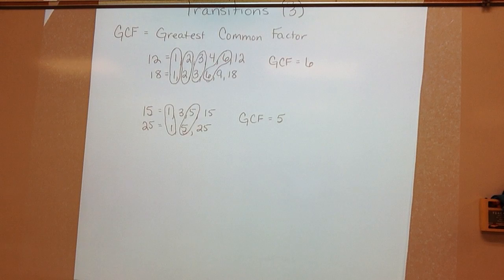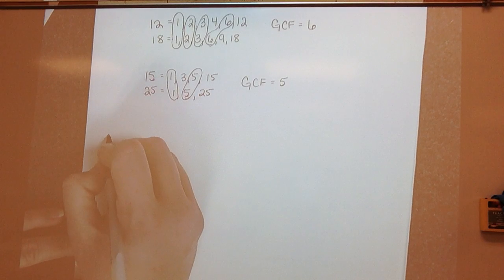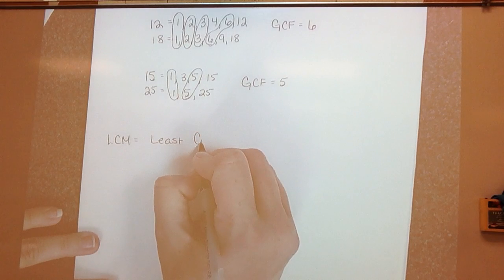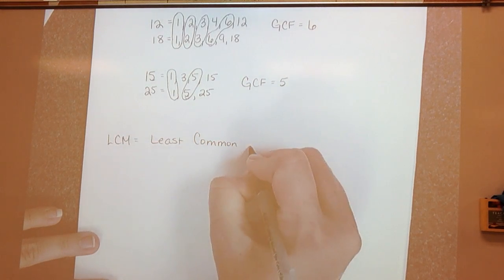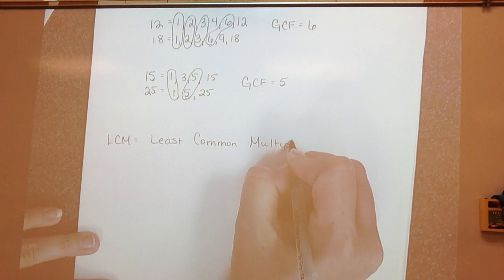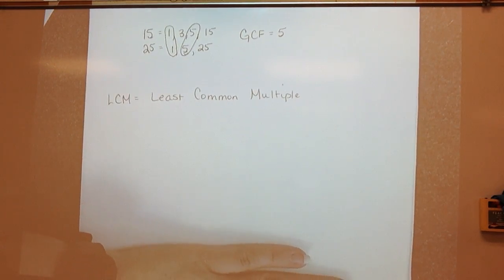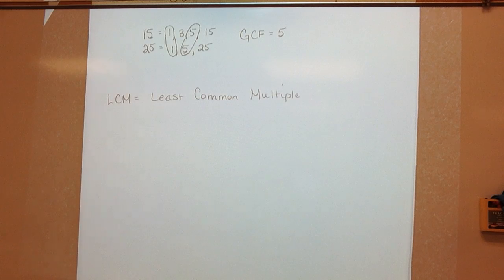Every time you did greatest common factor, they turned around and did what they call least common multiple, or the LCM. So let's talk about how to find the least common multiple. Now, notice the wording has changed. Least, smallest. I'm still looking for something they have in common, but I'm no longer looking at factors.